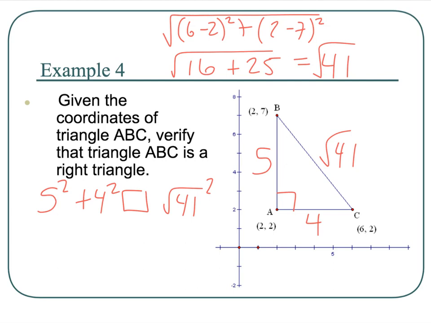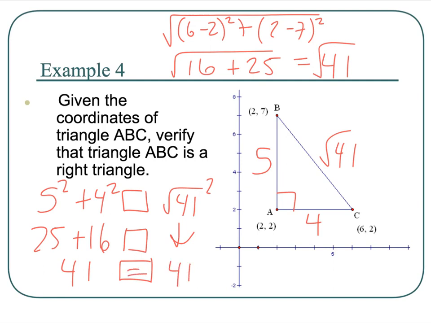Okay. So let's work it out. Well, 5 squared is 25 plus 16, right? And then add those together, I get 41. Well, if I square, I'm just going to bring this right down. If I square that square root, those cancel, right? And I get 41. Are they equal? Yes, it is a right triangle. Woo!